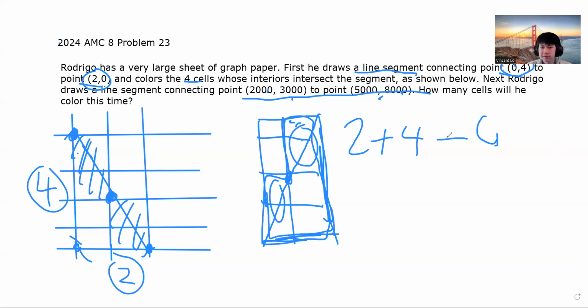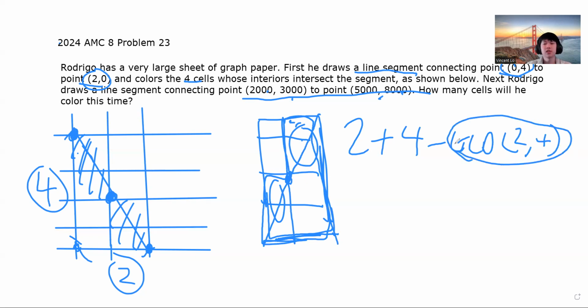GCD of 2, 4, let me write that. In general, to solve these types of problems, you always want to do something with the GCD, because the GCD gives you the number of overlaps, where the line will intersect at a lattice point. And this lattice point makes sure that the line doesn't actually intersect the interior of a cell. It rather just intersects at integer coordinates, where it doesn't intersect the interior at all. As you can see here, this causes us to subtract these two cells right here. So that's why we do this.